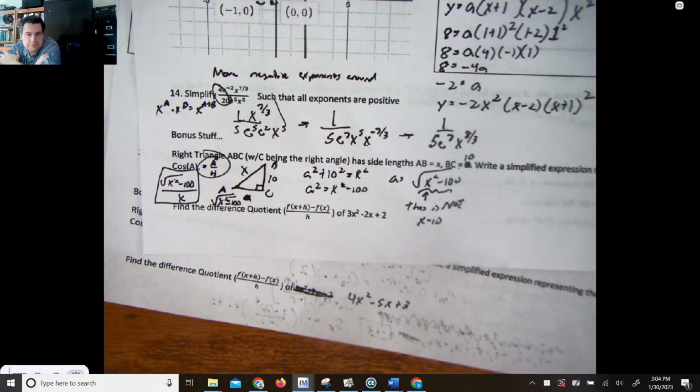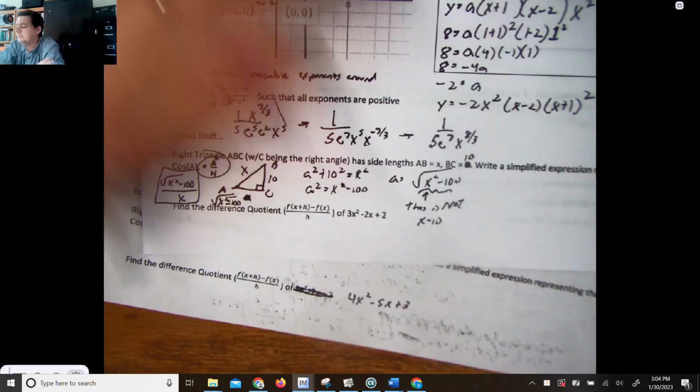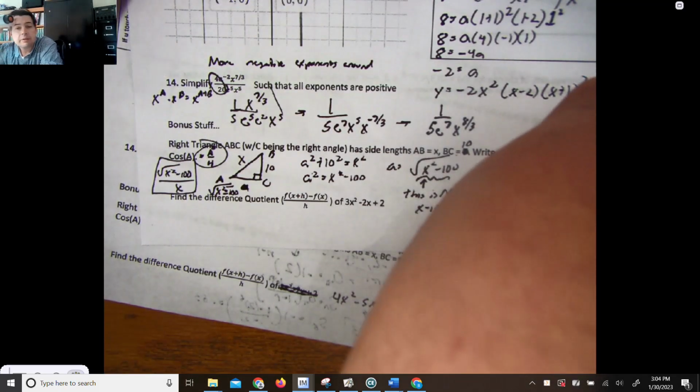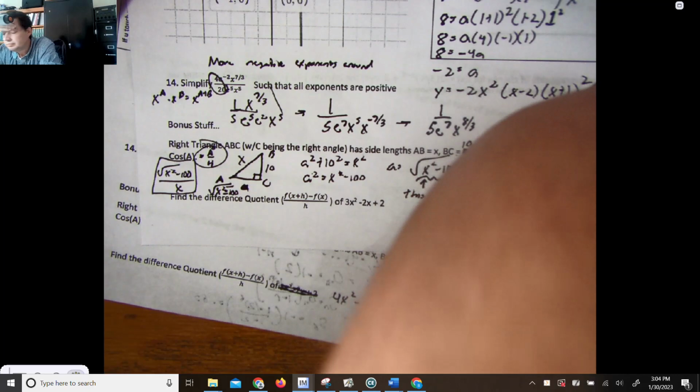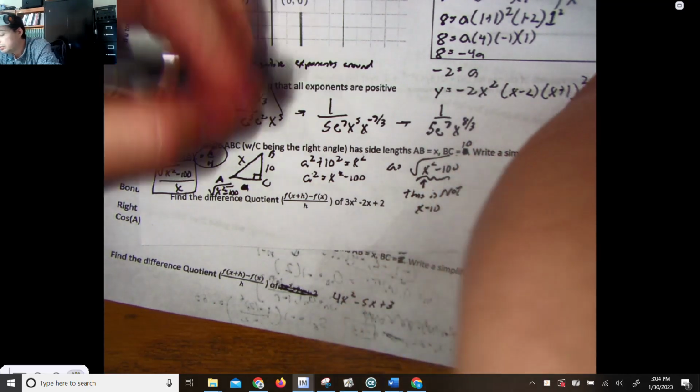Find the difference quotient. Let's see here. I can look at this equation and tell you it's going to be 6x minus 2 plus 3h. How did I do that? I didn't do the difference quotient. I did something else. I did a shortcut. And if you can figure out that shortcut, awesome. If you can't, you got to do the difference quotient.